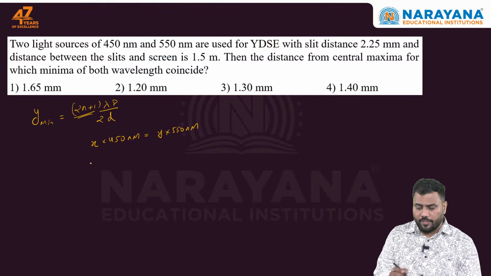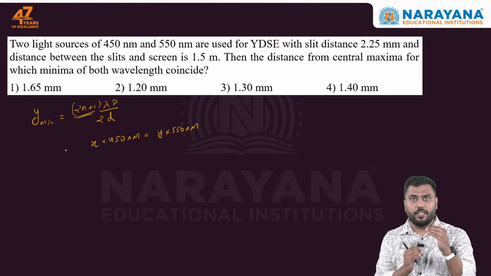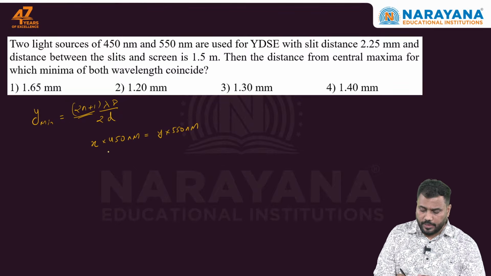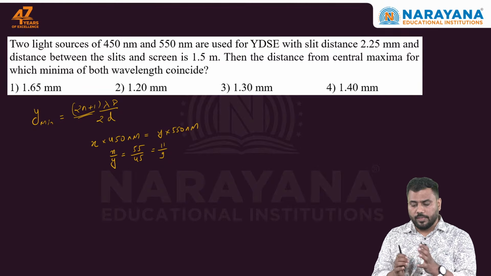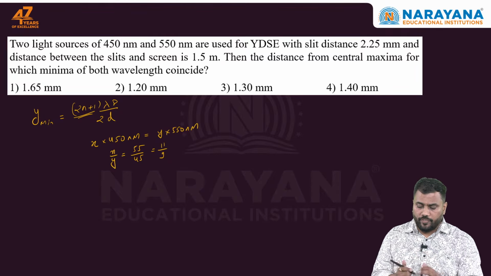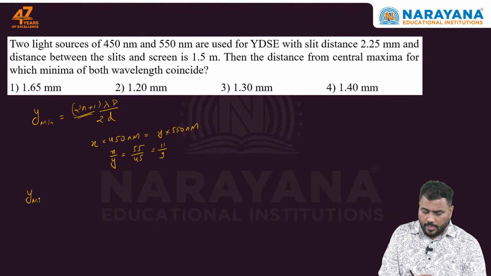All the common things I have already cancelled. So if y is same, then these two expressions should be same. Here x and y are odd numbers, that should be equal to 55 by 45 or 11 by 9. So the minimum possible value of these odd numbers can be 11 and 9. So if I use this odd number value, then I can find this y minimum. So this is going to be odd number for first wavelength, 11, into lambda for first, 450 nanometer, divided by 2 small d value.